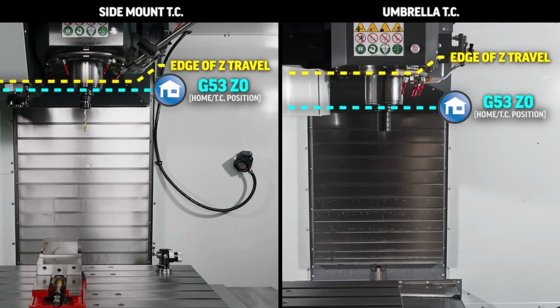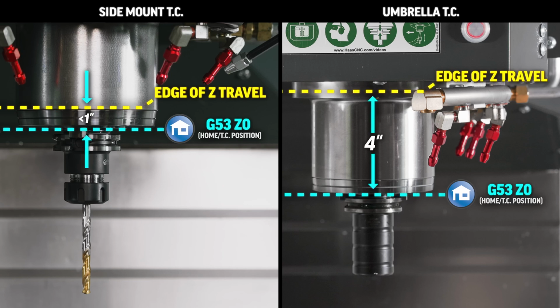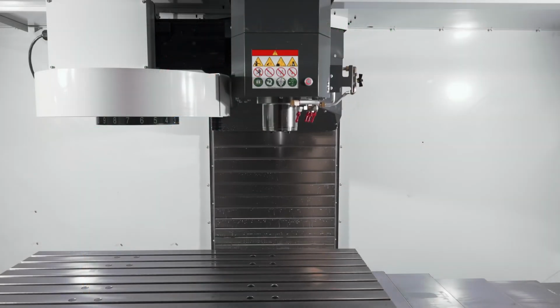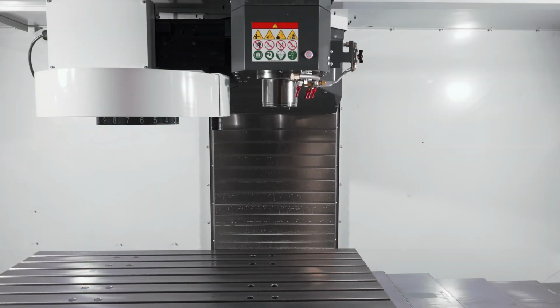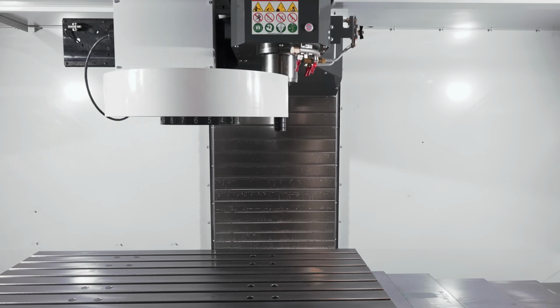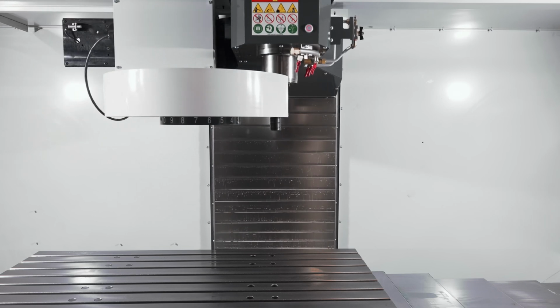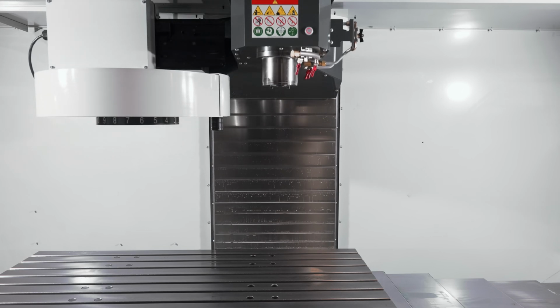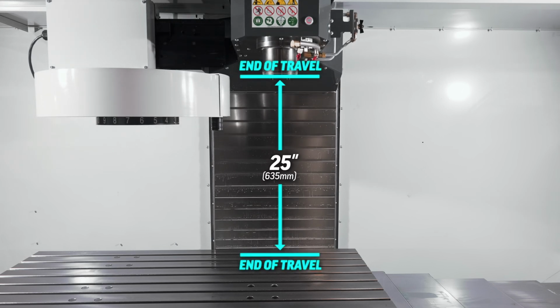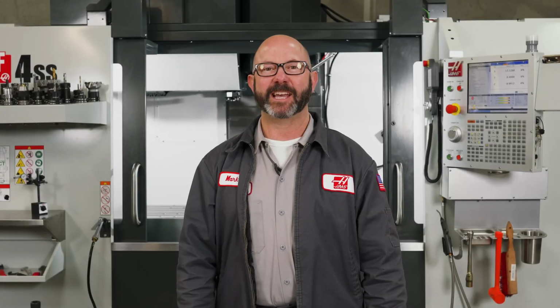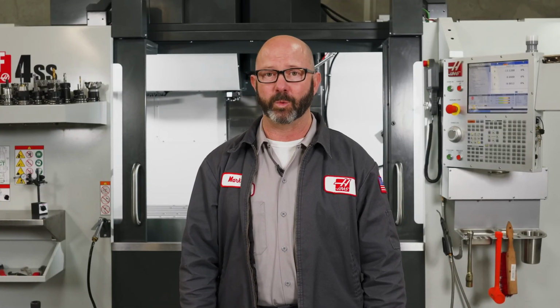And this position is different on machines with umbrella tool changers. These machines will often have 4 inches or 100 millimeters of Z travel above our Z0 home position, where mills with side mount tool changers may have less than an inch. Now, there is no difference in overall travel between a machine with an umbrella tool changer and one with a side mount tool changer, but that travel is centered differently because of the different tool change positions. Our VF4 here has 635 millimeters, 25 inches of usable Z travel, regardless of the tool changer that we put on it. This has been the theory behind probed tool and work offsets.